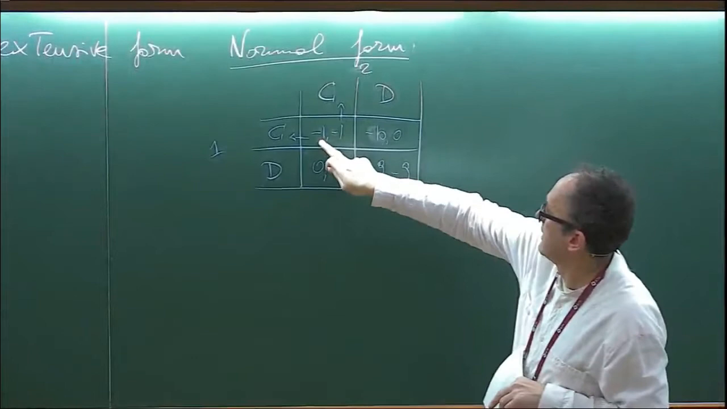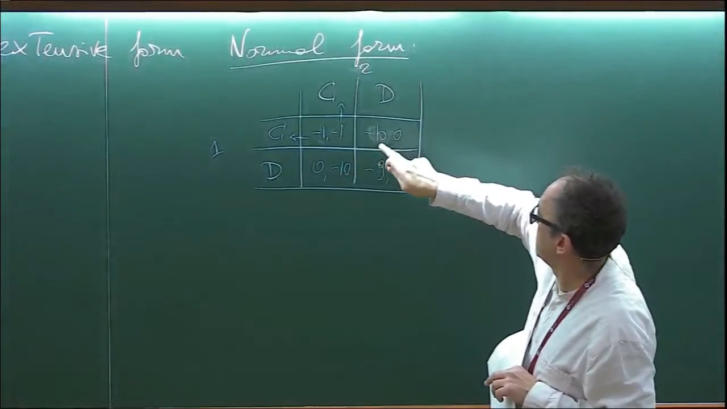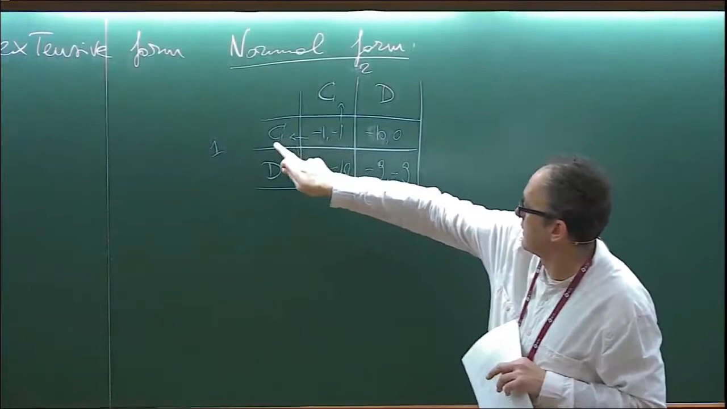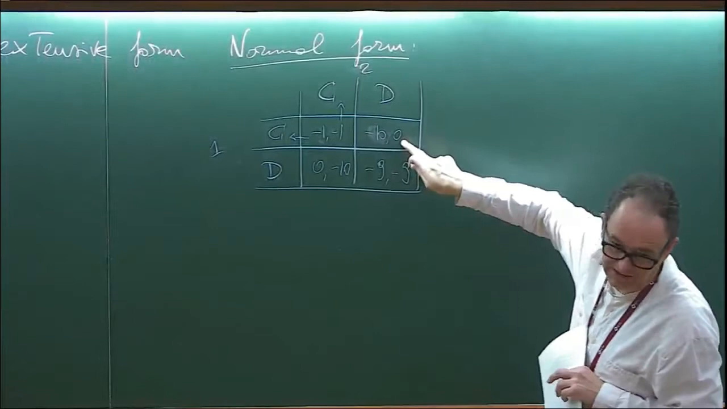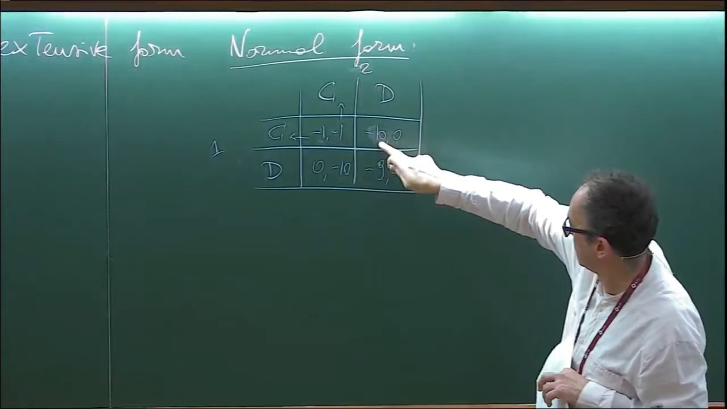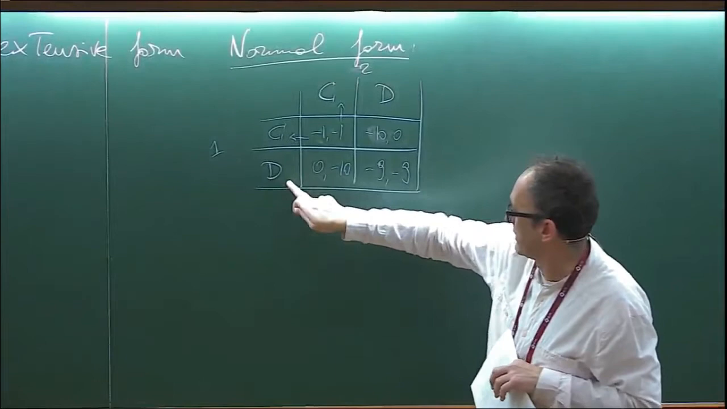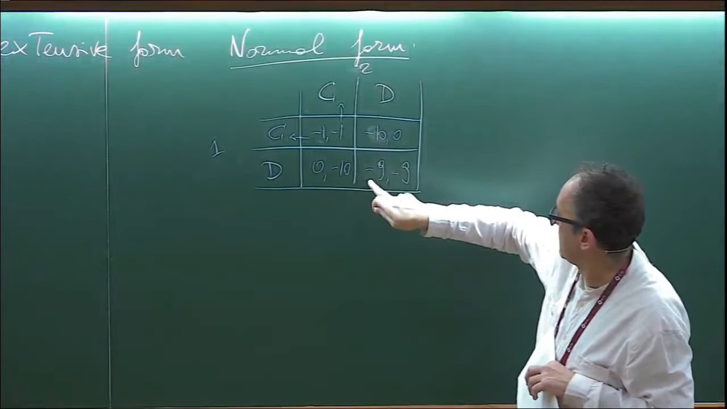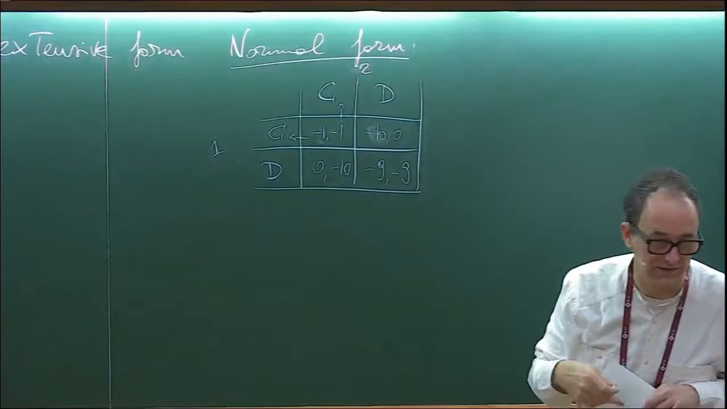If instead player one does not confess, but player two confesses, then player two gets out of prison, and player one, the only guilty person, goes to prison for 10 years. And the converse happens if player one confesses and player two does not. And if they both confess, however, they go to prison for 9 years.